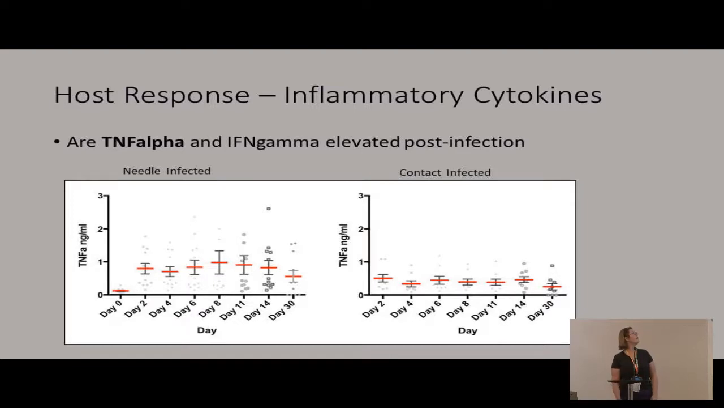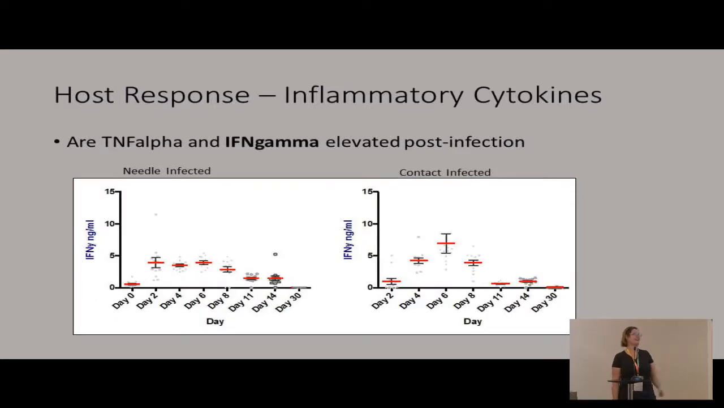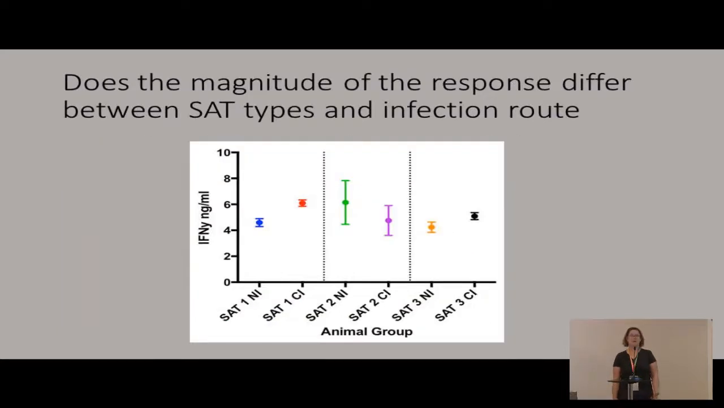So on to interferon gamma. This is interferon gamma, and both groups, again, mounted a very similar response, contact on the right. When we compare the peaks, I don't think there's a difference. They're all about the same, straight across the board between needle and contact and between SAT 1, 2, and 3, the 3 types we used.